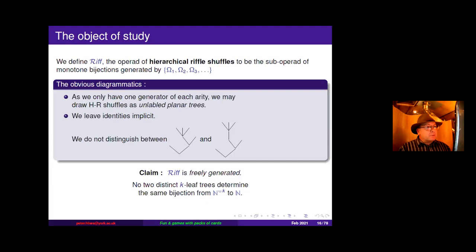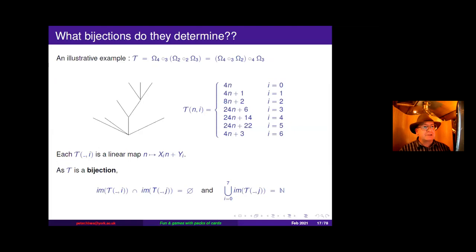Okay, well, first of all, let's have a look. The arithmetic here is simple. So what bijections do they determine? Well, here's an example. If we fix our index i, what we get in every case is a linear map: n maps to x_i n plus y_i. And as it's a bijection, we've got the interesting phenomenon that their images are all disjoint, but the union of these is actually the natural numbers. So if you like, you can think of this as covering the entirety of the natural numbers with disjoint linear sequences.